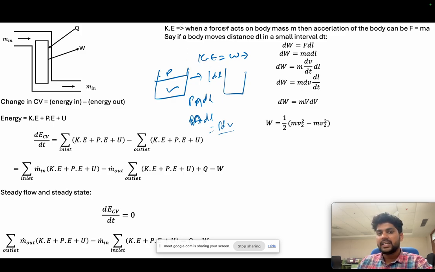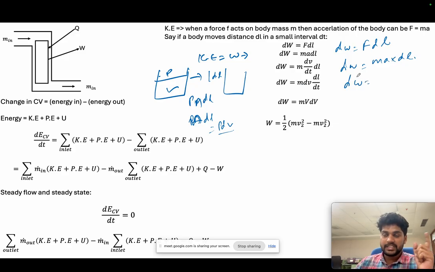Now if you are taking the kinetic energy acting on a body, suppose you have an object in your hand and you are applying some force. It moves a certain distance with acceleration a, and suppose the body has moved dl length. Then the work done will be dW equal to F into dl. So dW equals mass into acceleration into dl. It is the same thing as work done. Initially we talked in terms of pressure; now we are talking in terms of force. That is the basic difference we are focusing on.